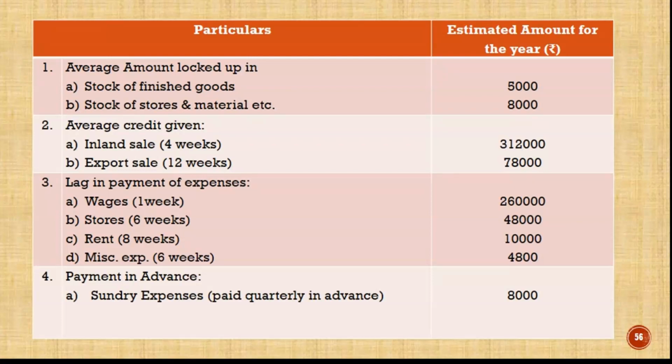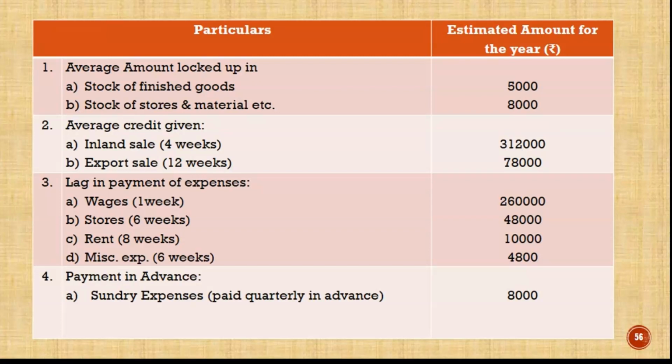In brackets they have given the weeks requirement, and in the amount column they have given the estimated amount for a full year, that is for 52 weeks. And we need to calculate as per their requirement, that is 1 week, 6 weeks, 8 weeks and 6 weeks. Payment in advance, again they are saying that it is paid quarterly in advance. So 8,000 is the amount for the full year, and we have to take only the quarter amount for our calculation.